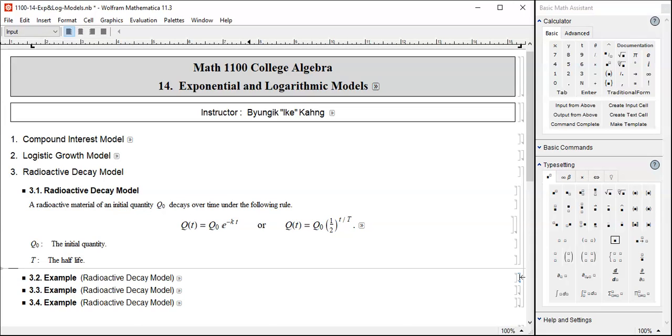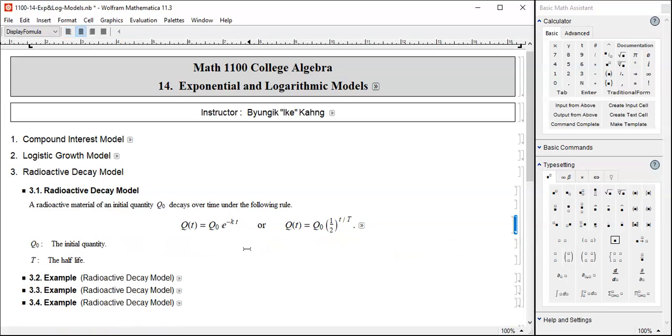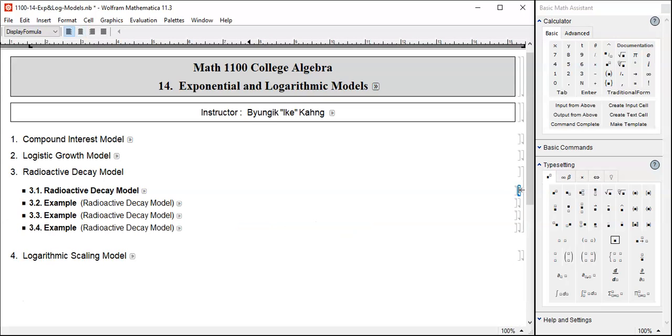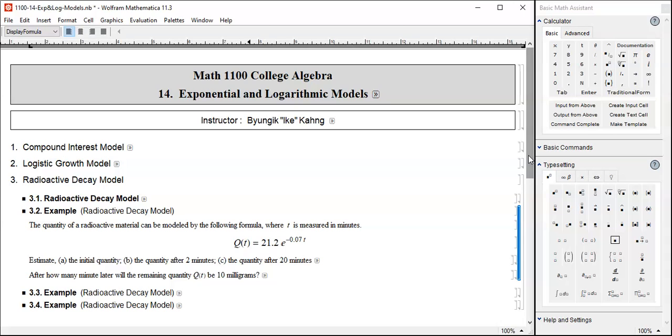There's a relationship between this k and capital T, and you can find it by setting up an equation like this. But it's a bit too complicated. Yes, you can do it, but let's just move on. I just wanted to make sure that everybody understands this expression and that expression are interchangeable. Okay, so much for theory, and let's go ahead with some example problems.